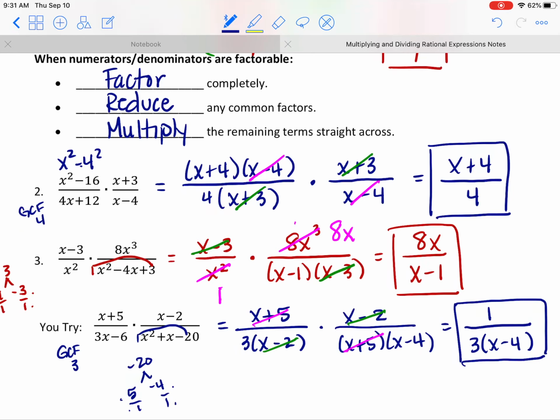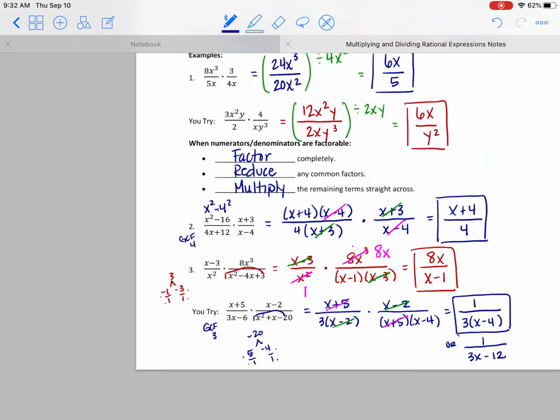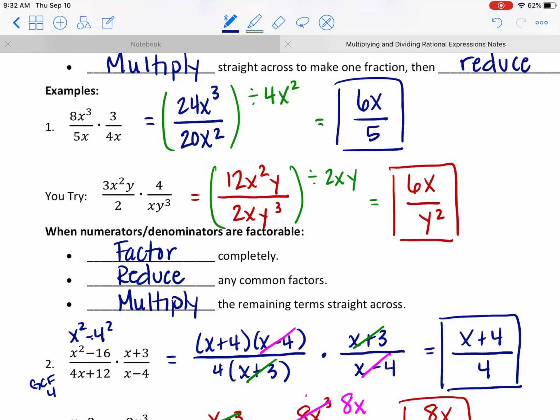If you also wanted to distribute and say this was 1 over 3x minus 12, you absolutely could. Both are equivalent. I tend to not distribute, just one less spot to make a mistake, but either one is totally acceptable. Okay? So that's multiplying in a nutshell. Factor if it's factorable, and then do some reducing. And then it's multiplying straight across the top and the bottom, unless you have single terms, which you could still use the same options, but I like to multiply, make one fraction, and then reduce.